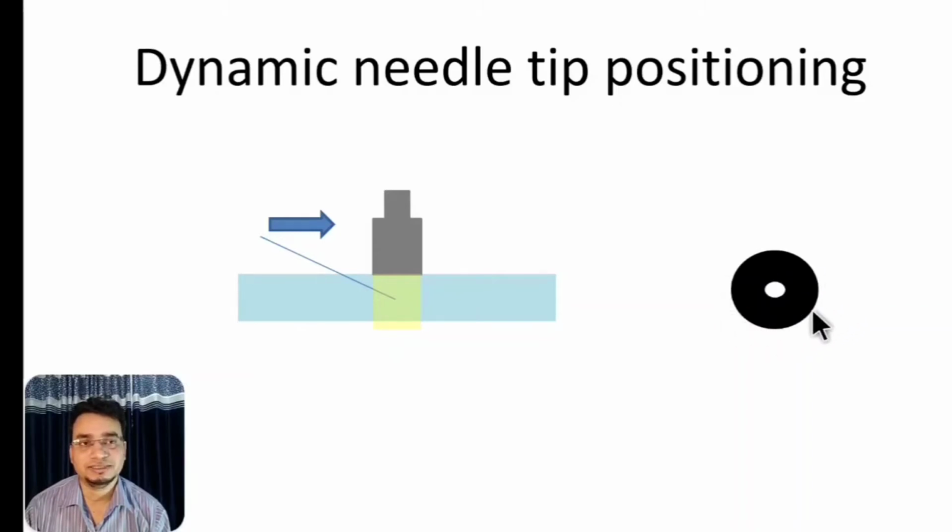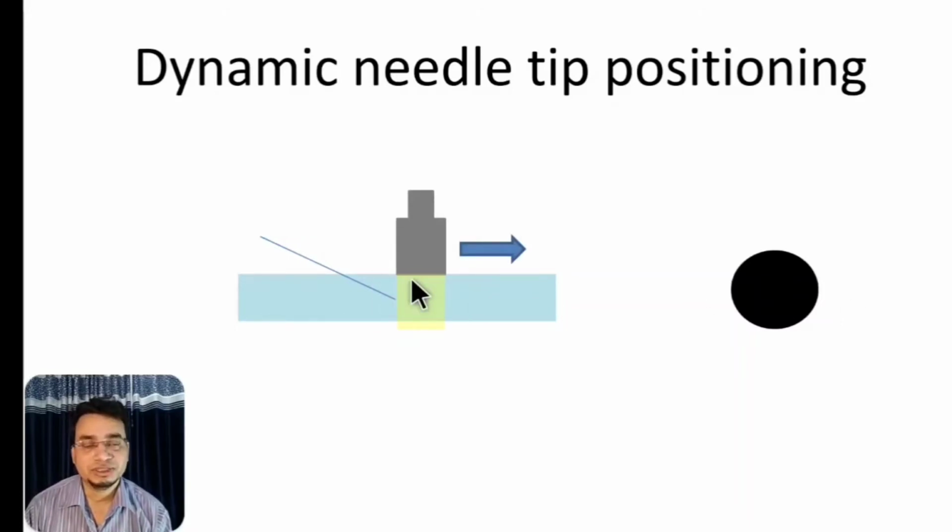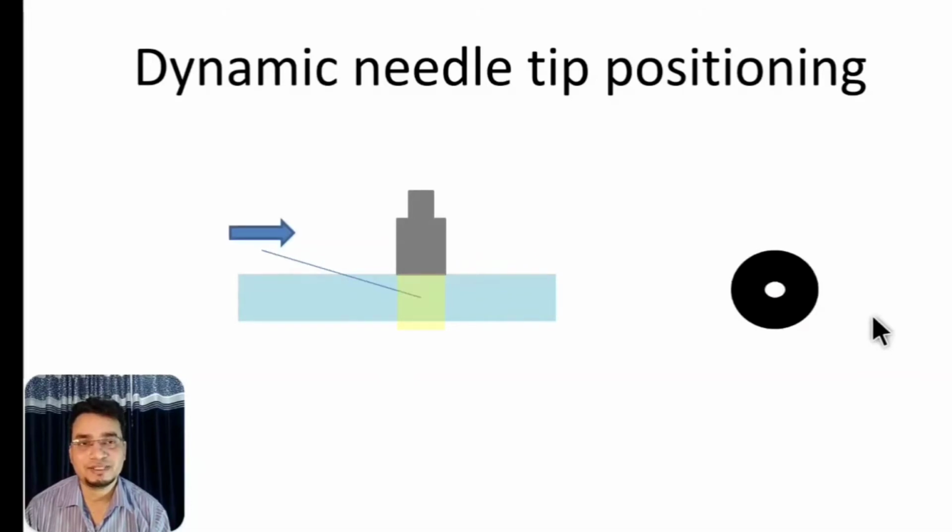Once the target sign is achieved, we move the ultrasound probe 2 to 3 millimeters forward and make the tip of the needle invisible, because the tip of the needle will be outside of the ultrasound view. Then we move the needle tip forward, in the direction of the probe movement, by 2 to 3 millimeters, in such a manner that the tip of the needle is again inside the vein and appearing as a target sign.